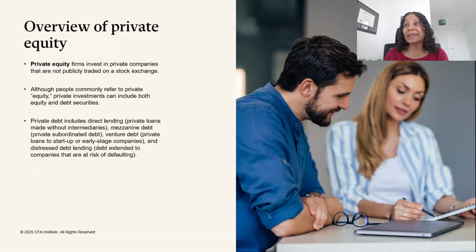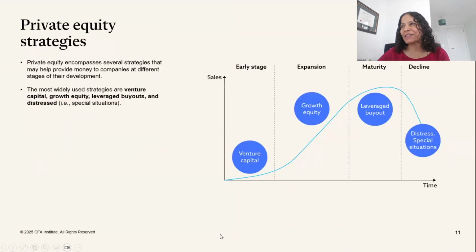It can be mezzanine debt. It could be venture debt, which is private loans to startup or early stage companies. And it could be distressed debt lending, which is debt extended to companies that are at risk of defaulting. Private equity strategies. So we will talk about 4 strategies or 4 phases of a company's life cycle.